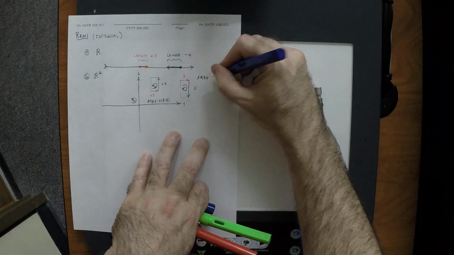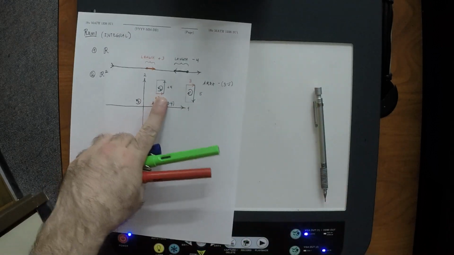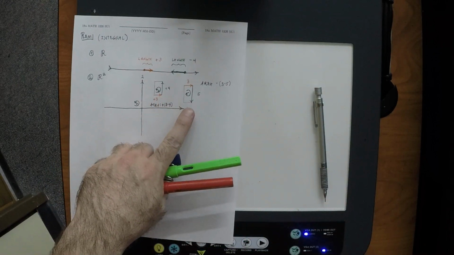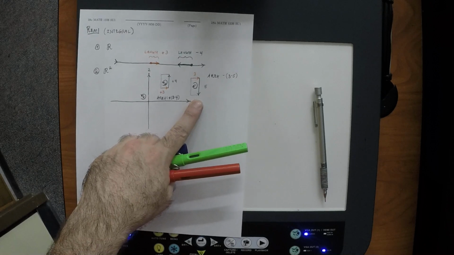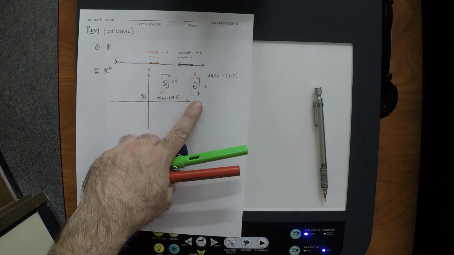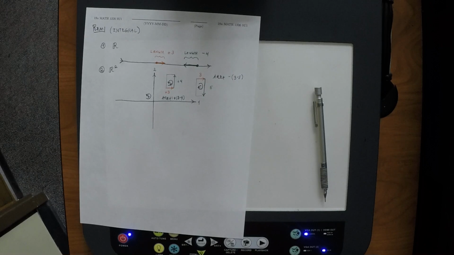Negative. So here's a rectangle with area 12, positive 12, and here's a rectangle with area negative 15. Okay, good. Any question about this? So now this goes on, right? You can do this in 3 dimensions.